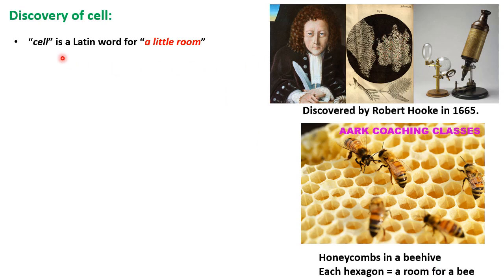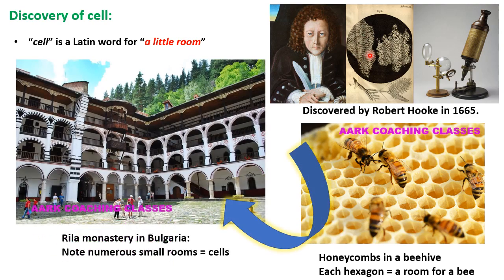Then why did he call them cells? Cell means what? Little room. So it was also looking like several cells in a monastery. And what is a monastery? Where monks stay, right? This is one of the most famous monasteries in the world, known as Rila Monastery in Bulgaria. So note the numerous small rooms present over here. In these small rooms, these monks used to live and pray.